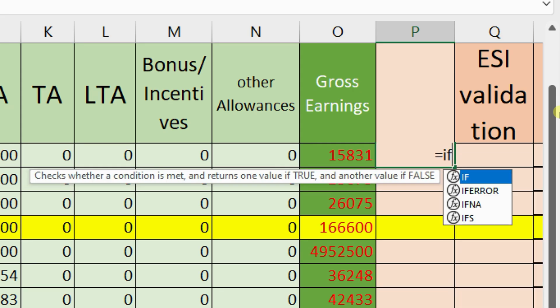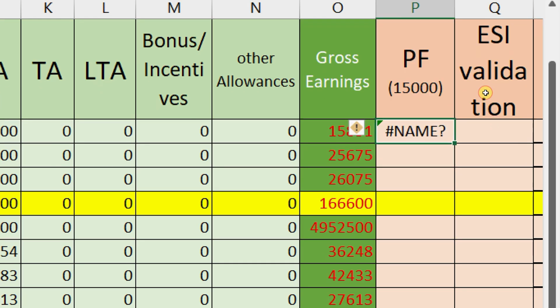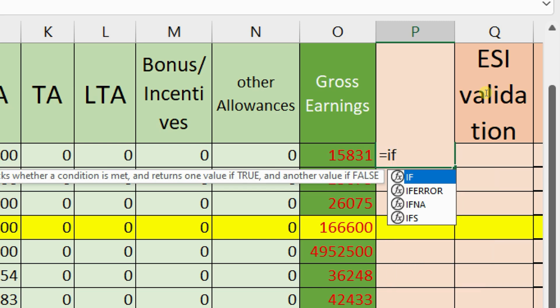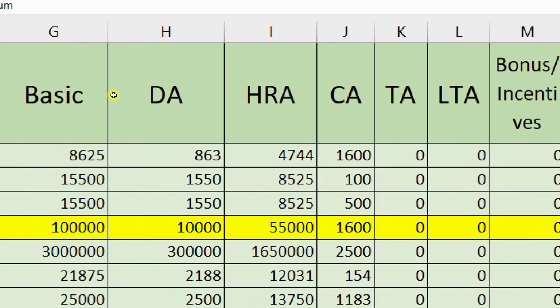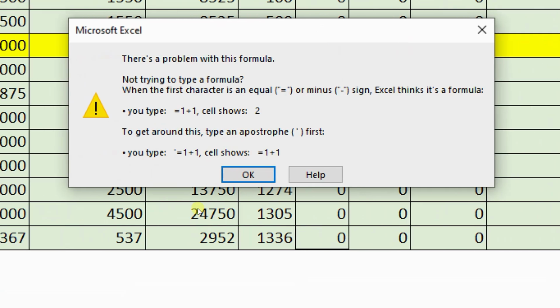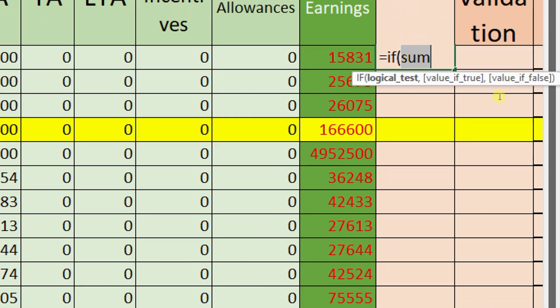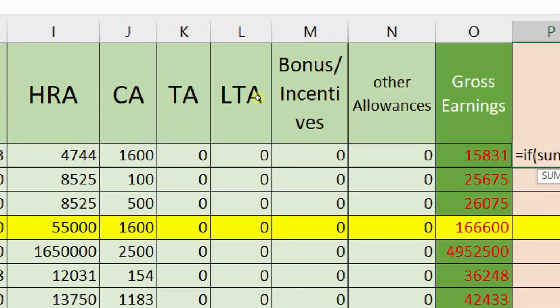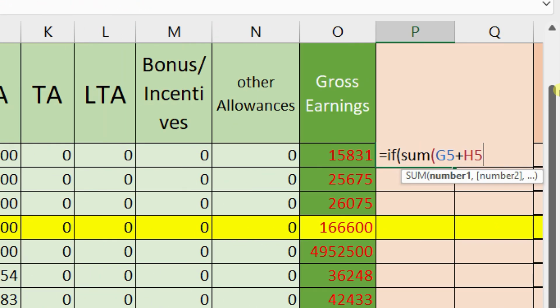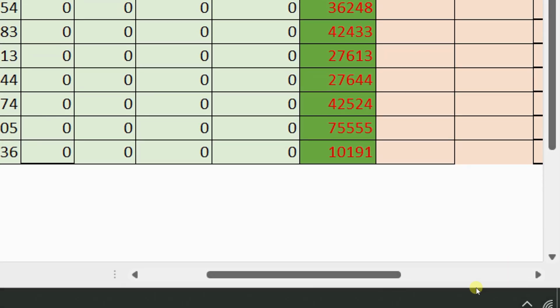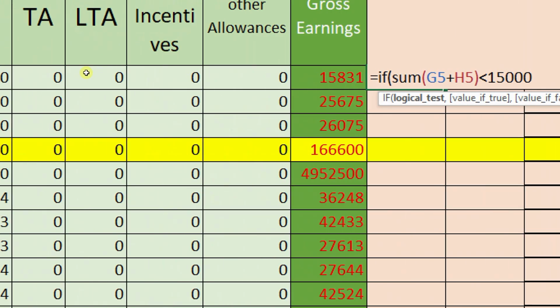Equals to IF, open bracket, if sum of basic plus DA, if sum of basic plus DA less than, if sum of basic plus DA what?